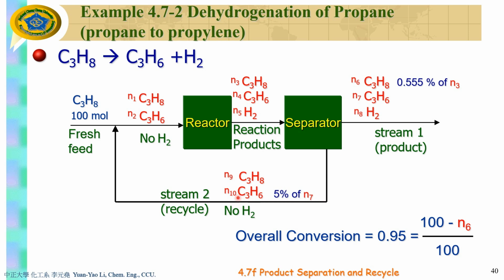N10 is about 5% of N7. So you realize the majority of the propane, C3H8, comes out this way, because this is a very little amount, right? But anyway, you need to find out the number. Okay, so this is all we know.